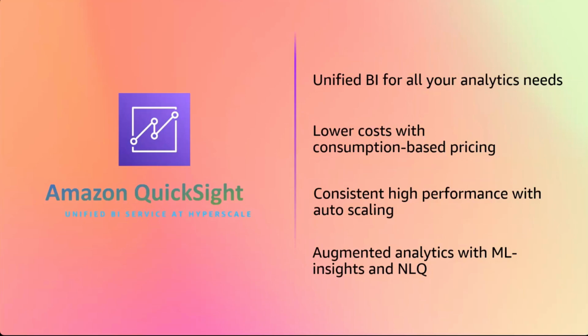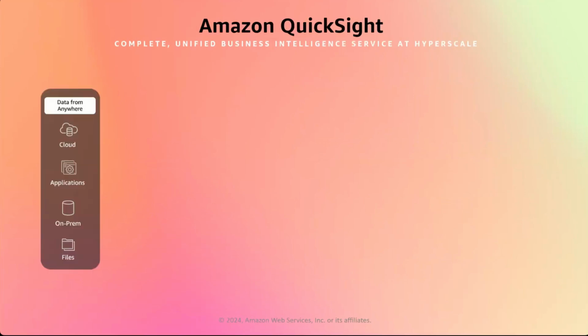Let's now dive into the QuickSight architecture and see how this happens. With Amazon QuickSight, you can connect all your data wherever it is. QuickSight is natively integrated with AWS data sources, as well as on-prem and hosted databases. You can also connect to third-party business applications like Salesforce or ServiceNow, as well as other cloud platforms like Google Cloud Platform, and what we're going to see in the demo today, Atlassian Jira.